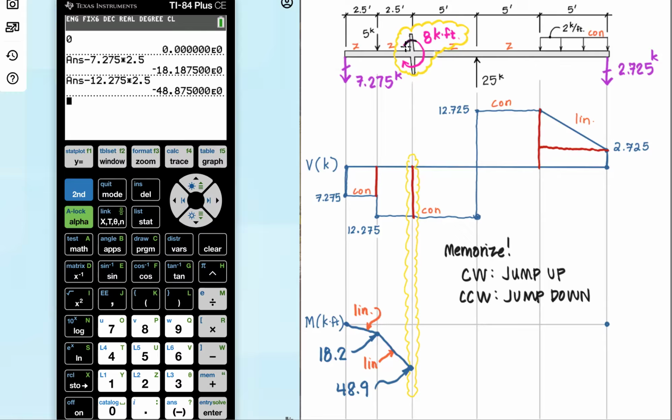So for ours, our moment is clockwise, and so we jump up. So we add 8 kip feet. That increases just a little bit to 40.9.